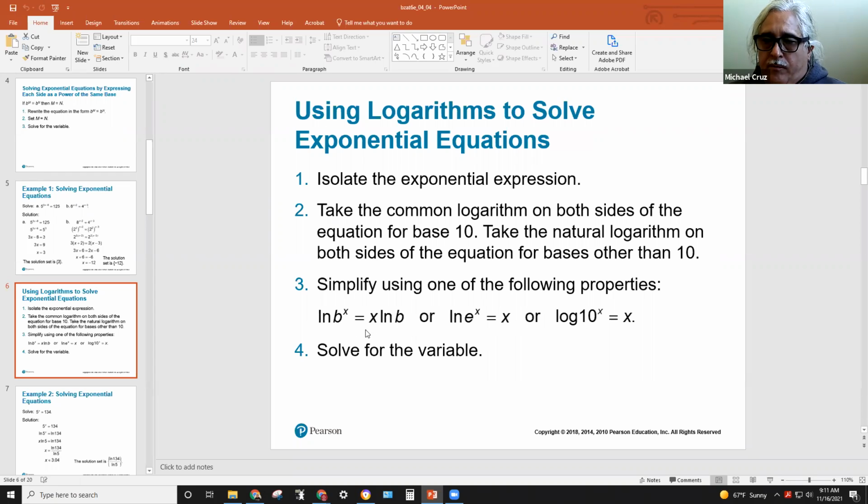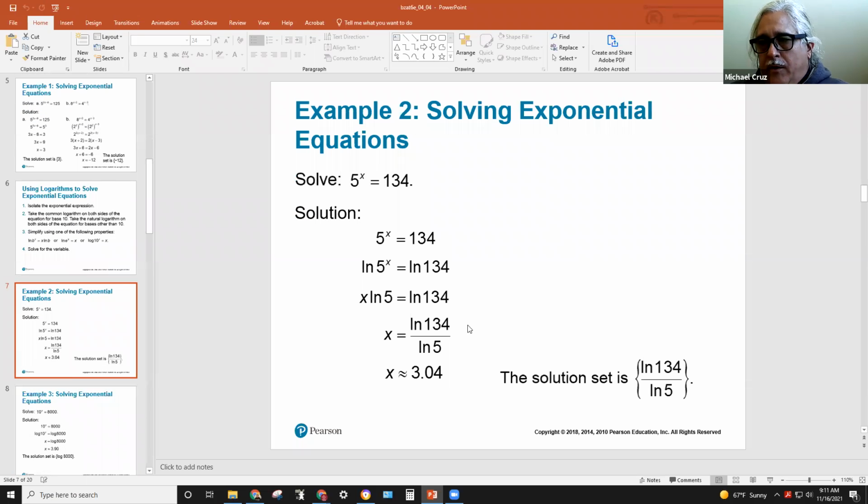Remember, for example, in this, ln of e means these two undo one another, and you've got an x there. Same thing with here. That's just going to give you x because this is log base 10, 10 to the x is going to give you x, and then solve. So let's look. Now with this one here, 5 to the x is equal to 134. There is no possible way that we can write these with the same bases. So we're going to be forced into using logarithms to do it.